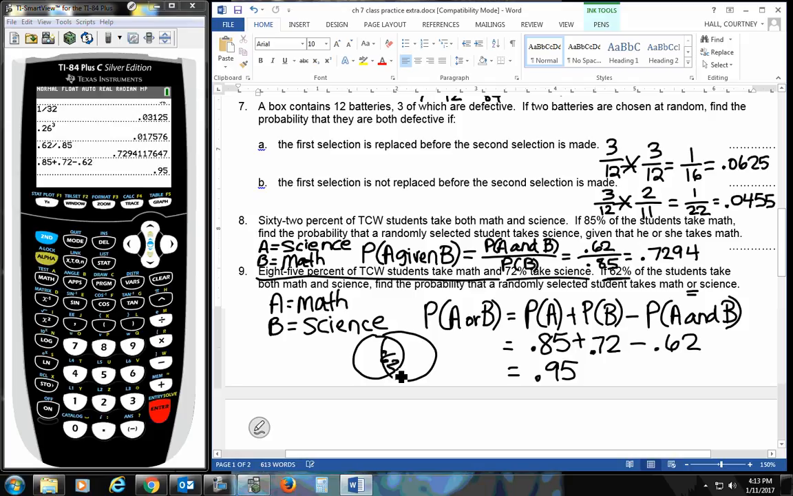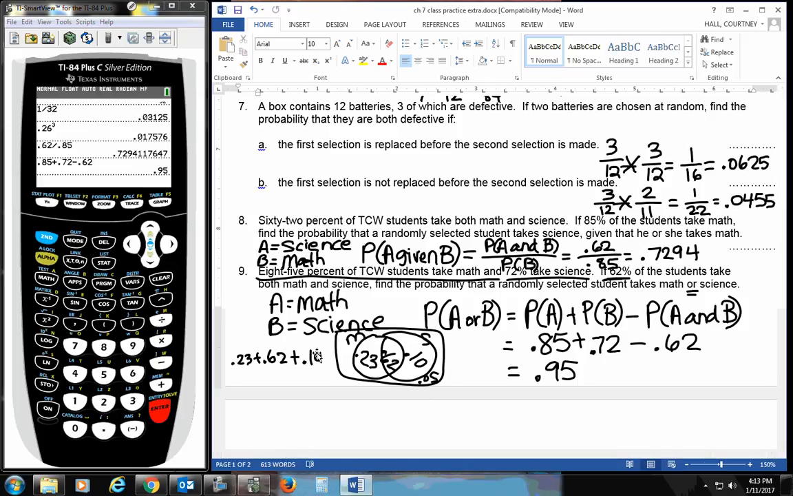This is 0.62. The entire math has to be 0.85, so that leaves you with 0.23 for this side. So remember, the 0.23 and the 0.62 have to add to 85%. So that's why I'm putting a 0.23 over there. And then the science is 72%, so that leaves me with 0.10 for this side over here. So if I did it with a Venn diagram, I would have the outside piece, which ends up being 0.05 if you do it correctly. But anyway, I would just do 0.23 plus 0.62 plus 0.10. And that should also give me the 0.95. So either way, you should get the same answer if you draw the Venn diagram correctly.